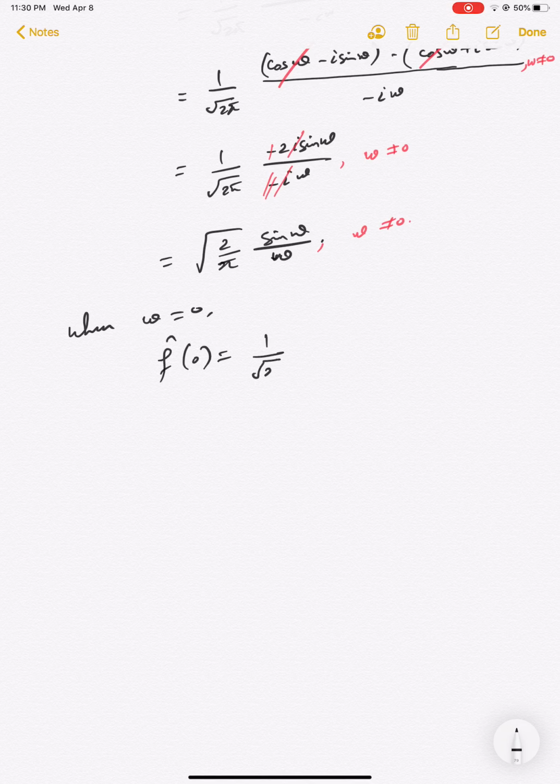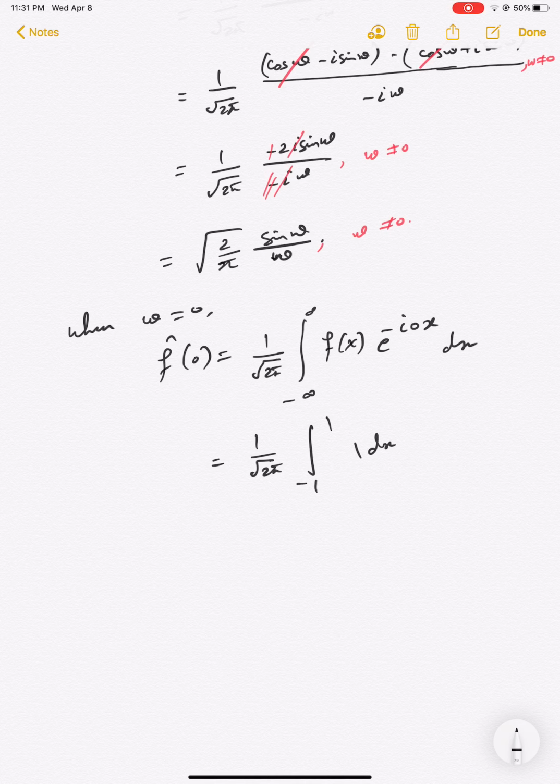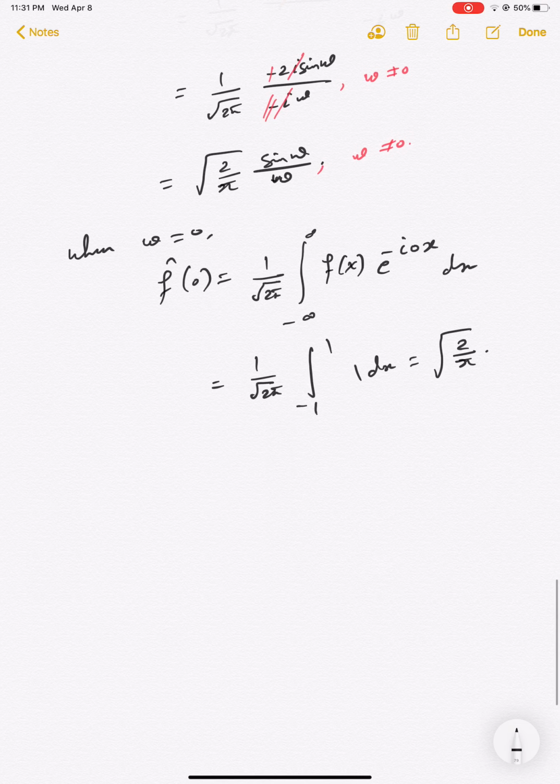So what is f hat of 0? We go back to the definition. The definition is 1 over root 2 pi, integral from negative infinity to infinity of f of x e to the minus i omega x, but omega now is 0. So basically this is the integral from -1 to 1, because the function is 0 outside this interval, and the integrand is just 1. And what is this? This is exactly root 2 over pi.